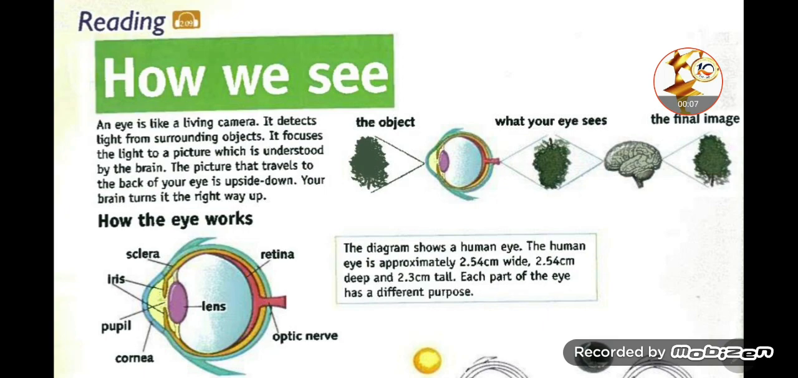In a previous lesson, we started talking about how we see, tamam, and what are the parts of your eye. How do we see pictures in the environment that surrounds us?